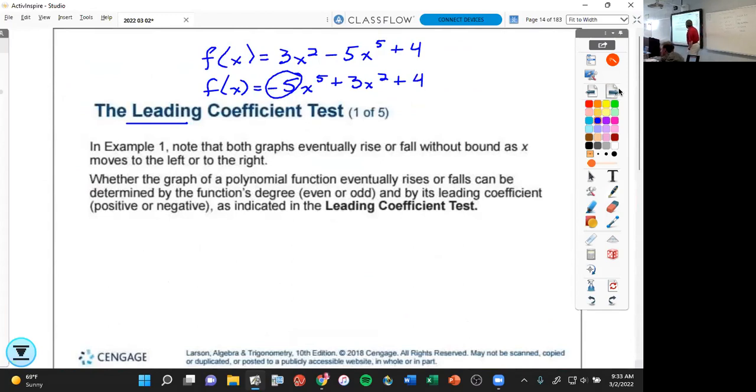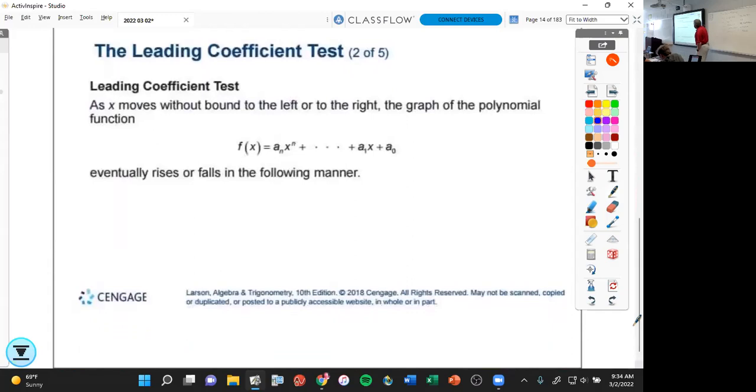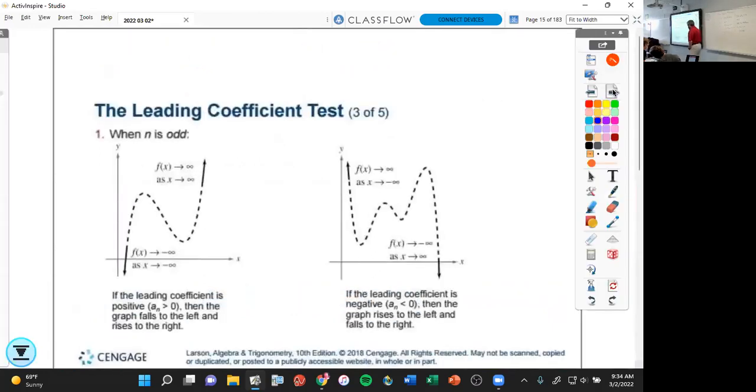Okay, moving on. Leading coefficient test. As x moves without bound to the left or to the right, the graph of the polynomial function eventually rises or falls in the following manner. So we're going to move on and see what it looks like. We've already talked about it.